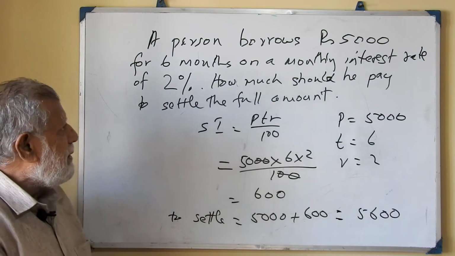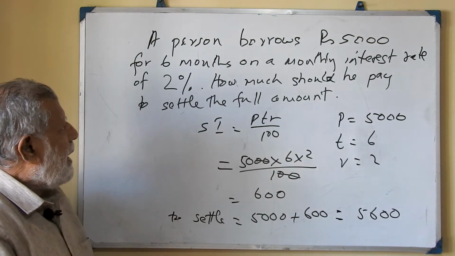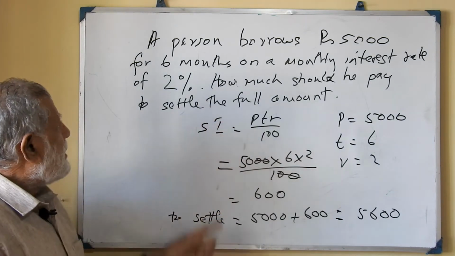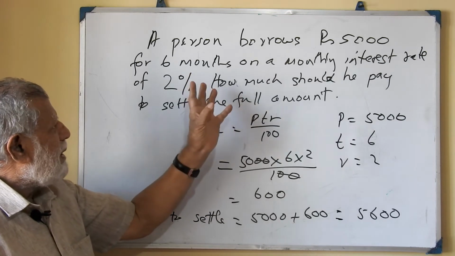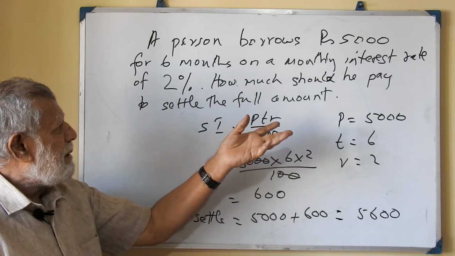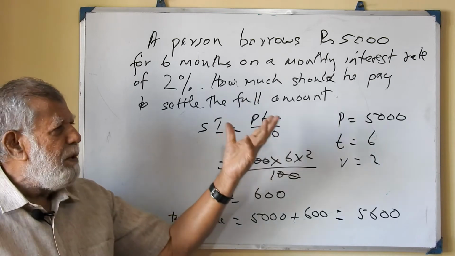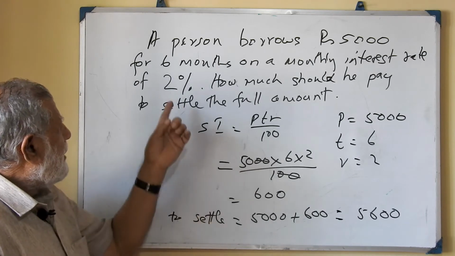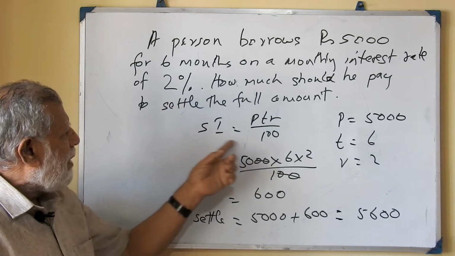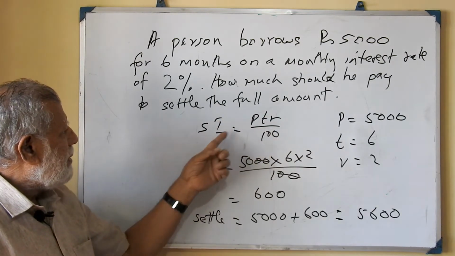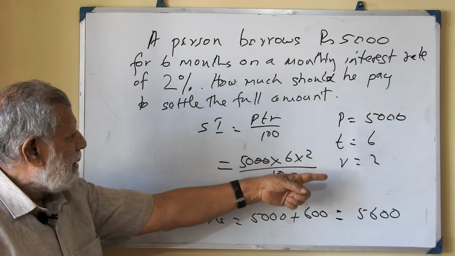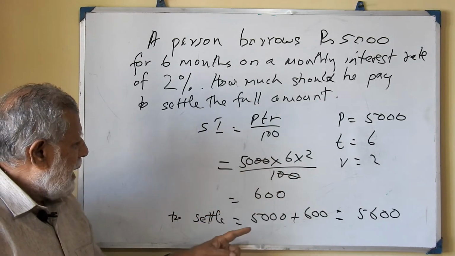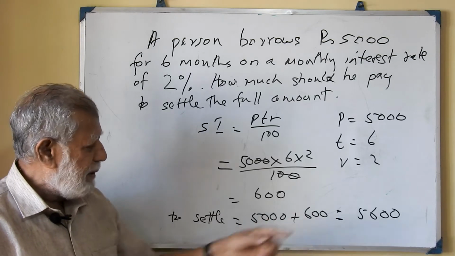Now this is on a monthly interest rate. Urgently he needs the money, so he can't go to the bank, so he goes to small institutions. There they give for 6 months, 3 months, 9 months, like that. Maybe to meet a check in the bank or something like that. So here the rate is 2% per month. The same formula we use. SI is equal to PTR over 100. We substitute the numbers and the interest comes to 600. So to settle, to pay principal plus interest is equal to 5,600.